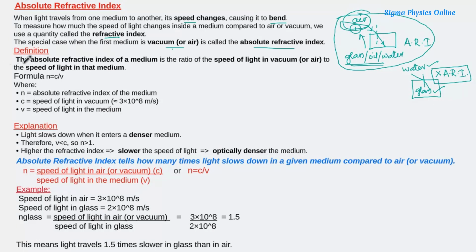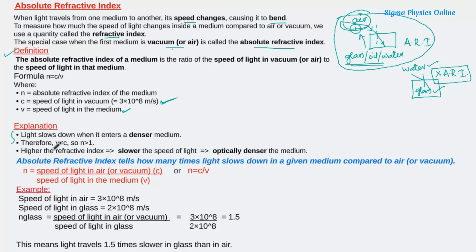Now let's proceed to the definition. The absolute refractive index of a medium is the ratio of the speed of light in vacuum or air to the speed of light in that medium. So the formula is N is equal to C by V, where N is the absolute refractive index of the medium, C is the speed of light in vacuum, that is 3 into 10 to the power 8 meter per second. So light has the highest speed in vacuum and V is the speed of light in the given medium.